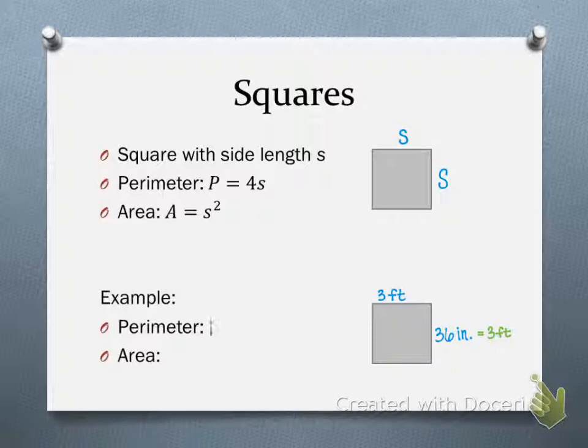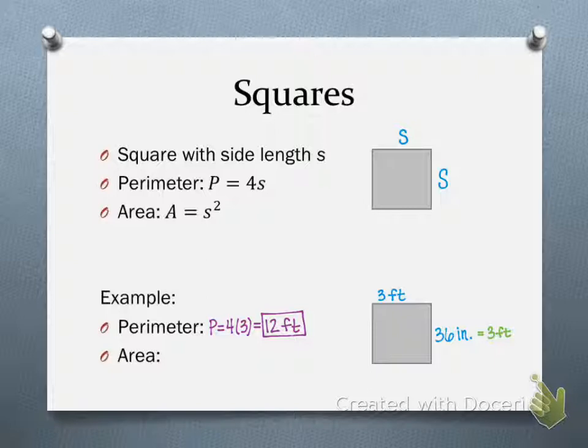Now for our perimeter, we have 4 times our side length S. Our side length S is 3, so we're going to do 4 times 3. And 4 times 3 is 12. Now since we have our units in feet, we have to put units on our answer for the perimeter. So our answer would be 12 feet.